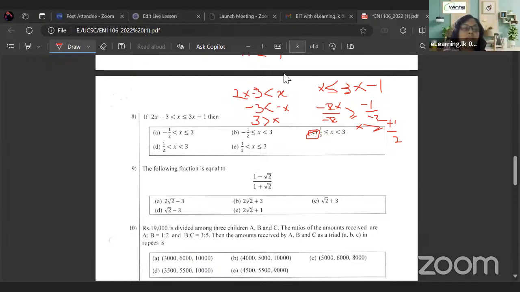Yes, Nipun, your answer is correct. How do we find which one is correct?